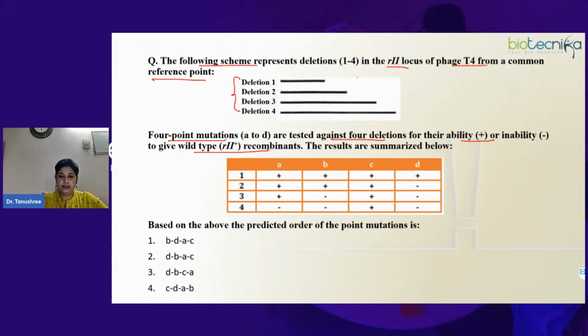So what is the answer here? From here it is all inability, minus, right? If something is not there, then here it can be plus. So we can write the pattern plus minus minus minus. This way you have to do. Okay, I'm just helping you out.